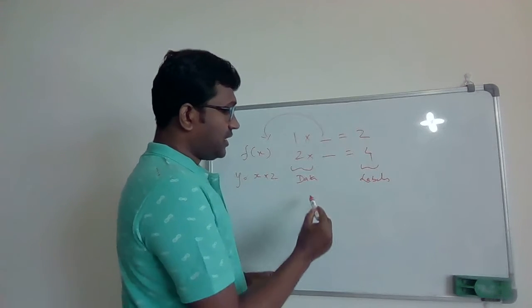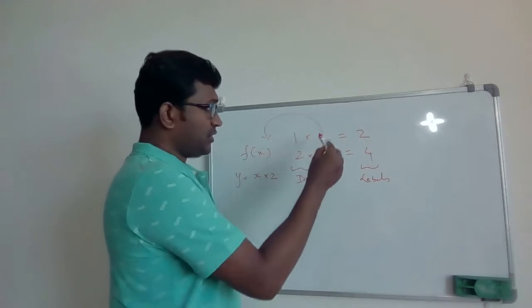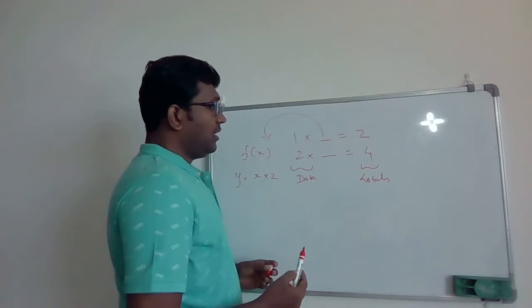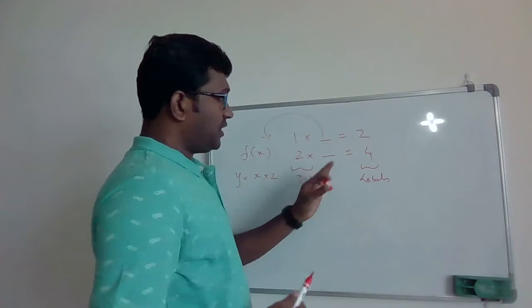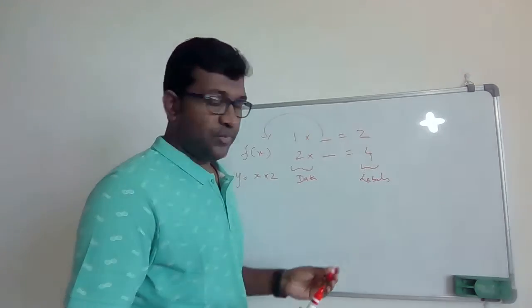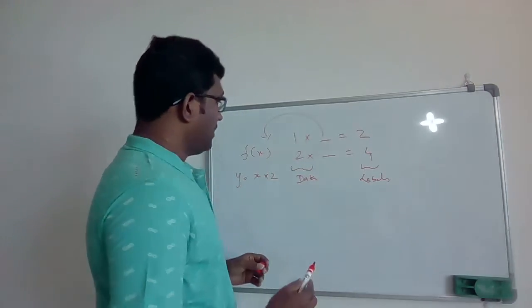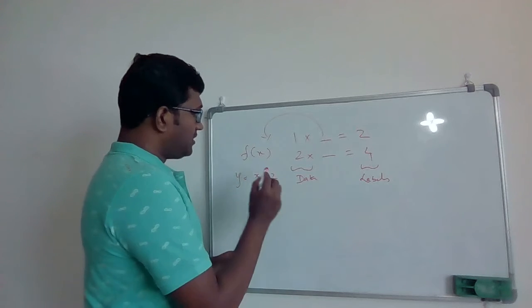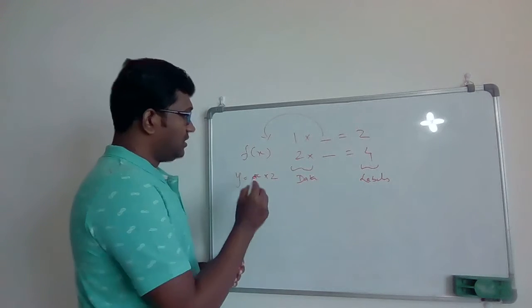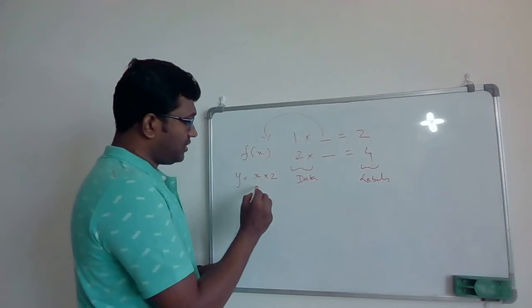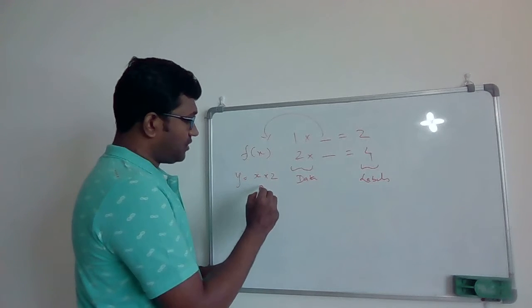So this way of giving data and the labels for the machine to learn is called supervised learning. If you want the machine to learn without the labels, that is called unsupervised learning. This example is a supervised learning example, and this function, as we discussed, is going to learn the pattern y is equal to x into 2.